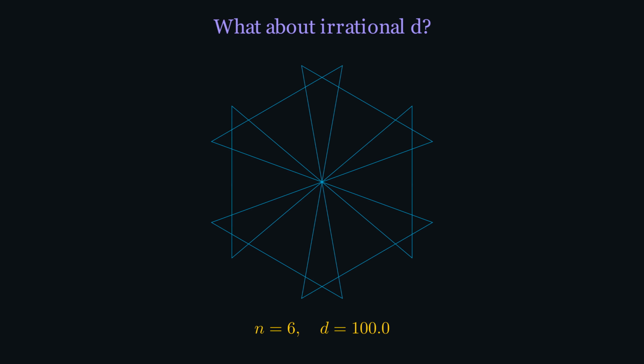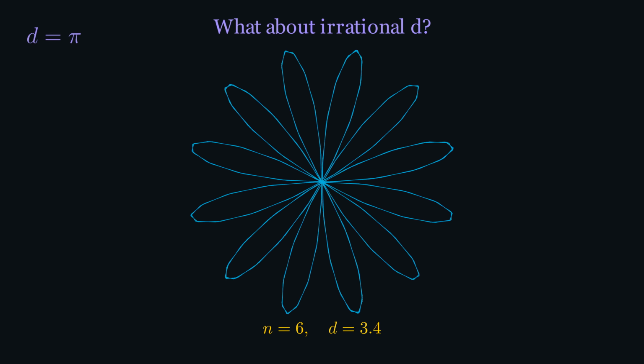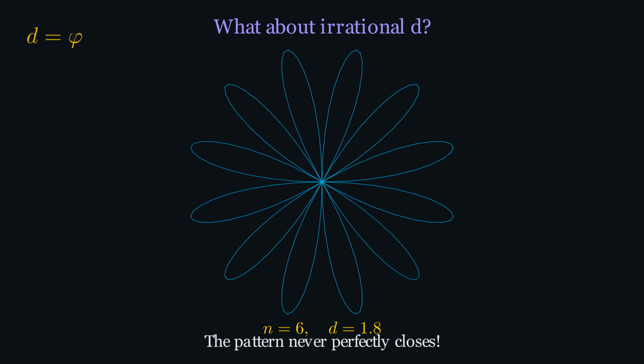But wait, what if d isn't a whole number? What if it's an irrational number, like pi? Because pi is irrational, it shares no integer ratio with 360. The line will never perfectly close. It will just keep tracing new, unique paths forever. The exact same thing happens with the golden ratio, creating a dense, endlessly non-repeating thread that will slowly fill the entire screen if we let it.